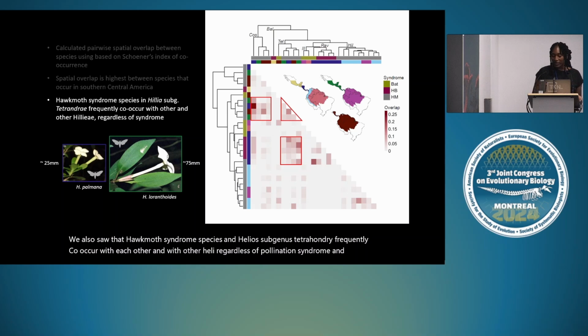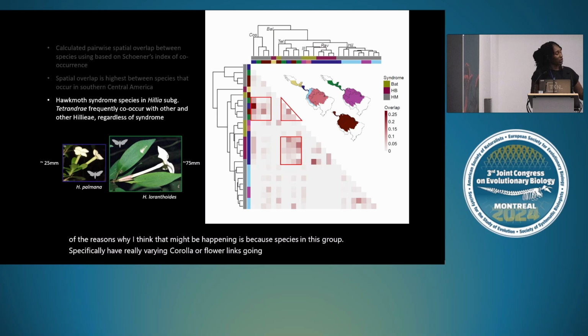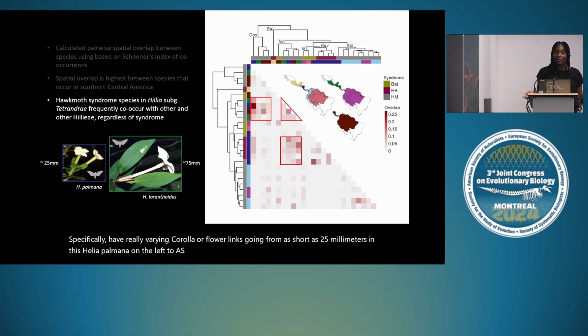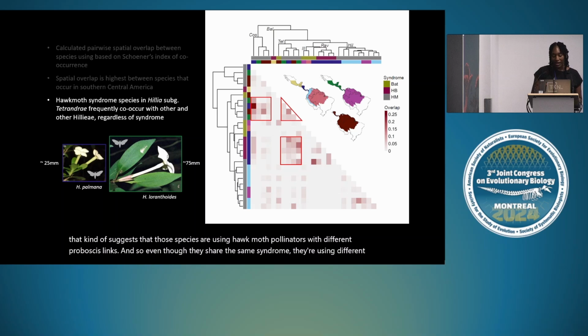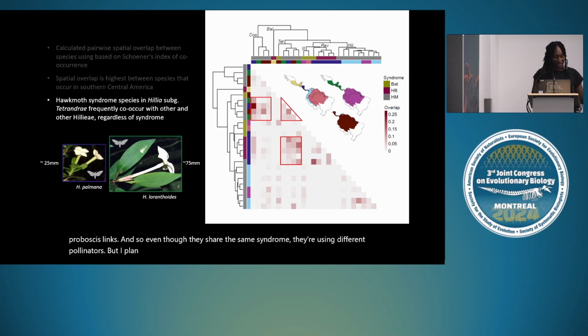And so one of the reasons why I think that might be happening is because species in this group specifically have really varying corolla or flower lengths, going from as short as 25 millimeters in this Hylia palmata on the left to as long as 75 millimeters in the species to the right. And so that suggests that those species are using hawk moth pollinators with different proboscis lengths. And so even though they share the same syndrome, they're using different pollinators. But I plan on actually testing this and confirming that during upcoming fieldwork.